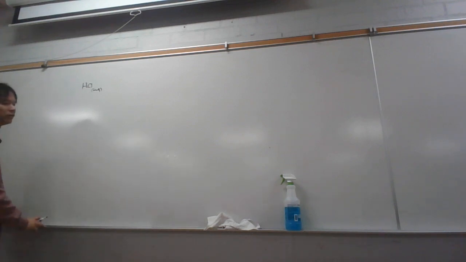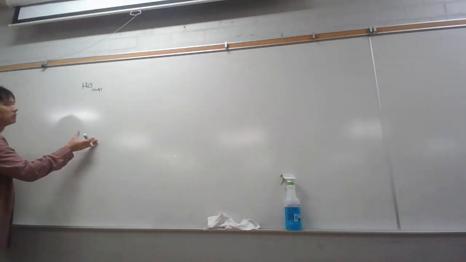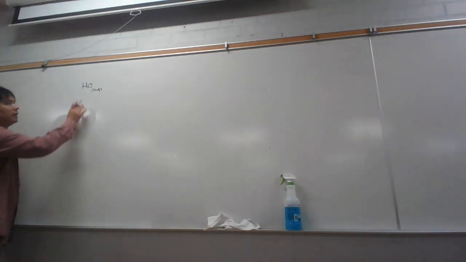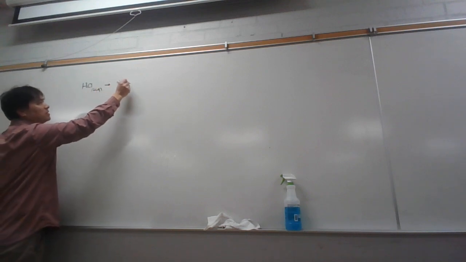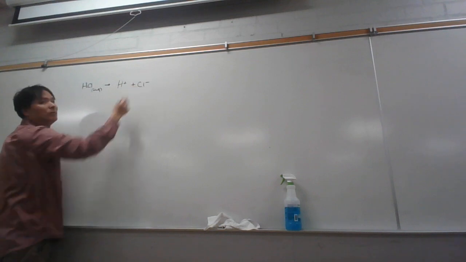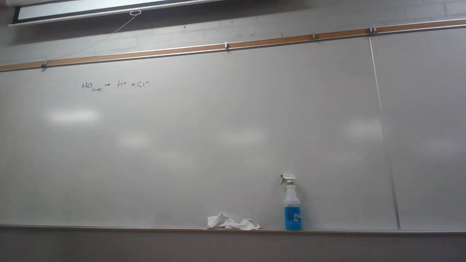Now, there are two definitions for electrolyte. Definition one is, does it break apart? And HCl breaks apart. It breaks apart into H plus and Cl minus. So we have the aqueous ions. That's a physical property or a chemical property? Ionization like this. Physical? Chemical?